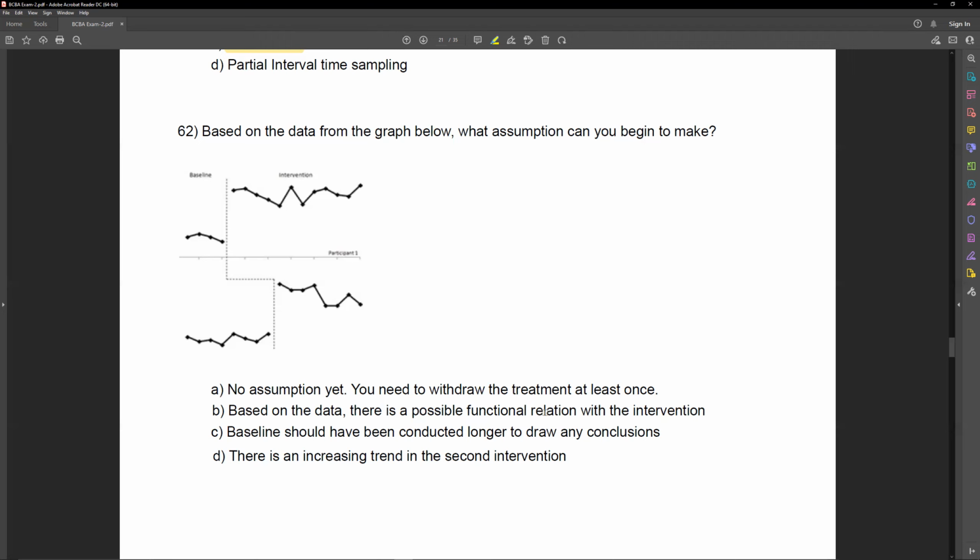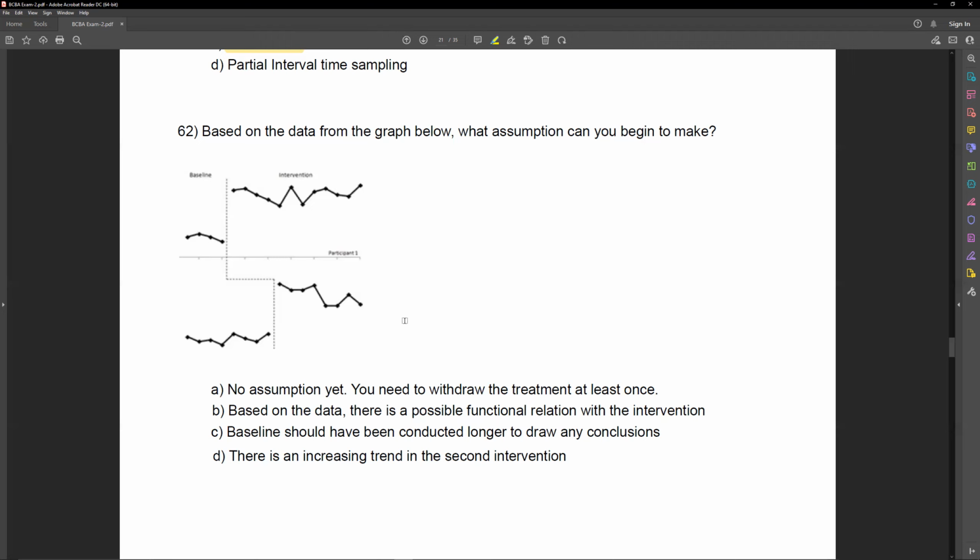What is a functional relation? A functional relation means we have control over the behavior. When we implement our variable, or whatever we're controlling, there's an effect on the behavior. We can see from our baseline, it's low, our intervention starts, right, and that behavior increases. We go to baseline 2, it stays low. Same effect once intervention starts. You can start to assume there's some sort of functional relation going on.